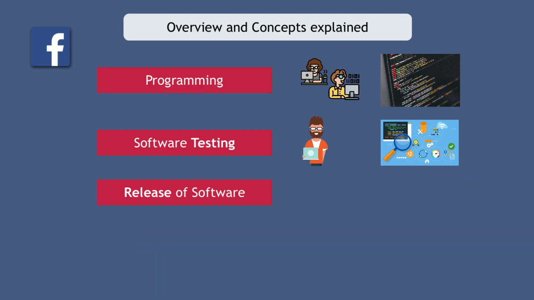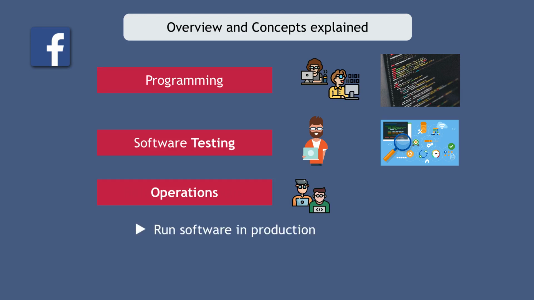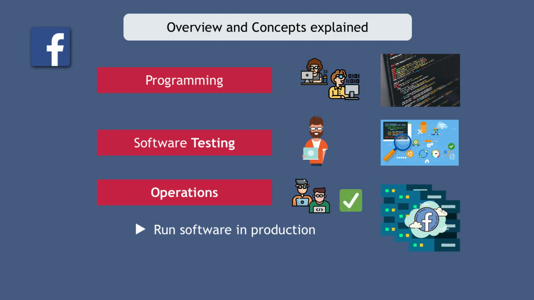And this is where the part of operations comes in, right? Operation is a team, or IT operations is another part of the software development and delivery lifecycle that is in charge of running software in production. So in this case, the IT operations will be responsible for taking that new feature and running it successfully on the existing production servers, so that new users can get access to it.